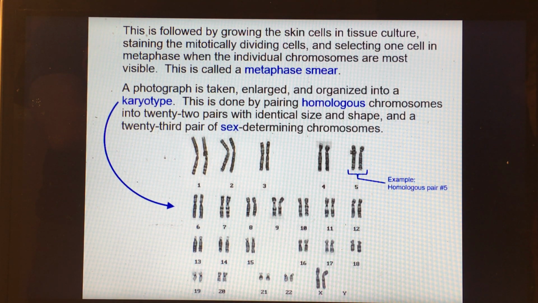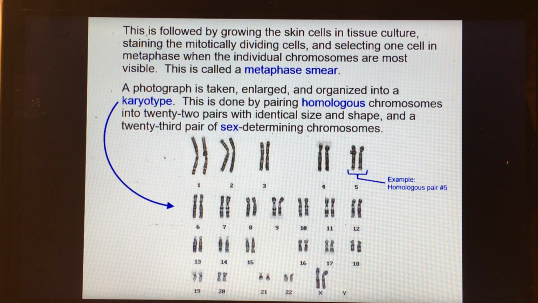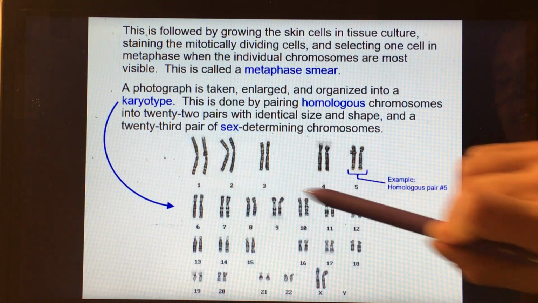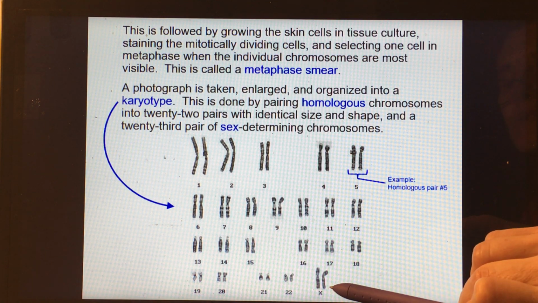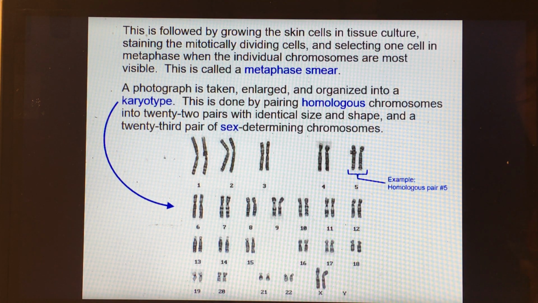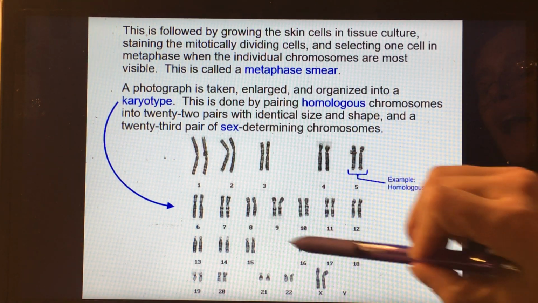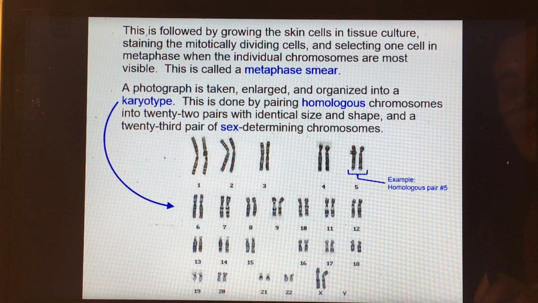So we basically would get some cells and grow them in a tissue culture and look for one that's in metaphase and make what's called a metaphase smear, and then take a photograph and enlarge it and organize the homologous pairs by size. So if you look at this, this is a human karyotype, and there are 23 pairs, and they're arranged in size order from largest to the smallest, except for the sex-determining chromosomes at the end. So here is a homologous pair, here is a homologous pair. So these are actual photographs of real human chromosomes.